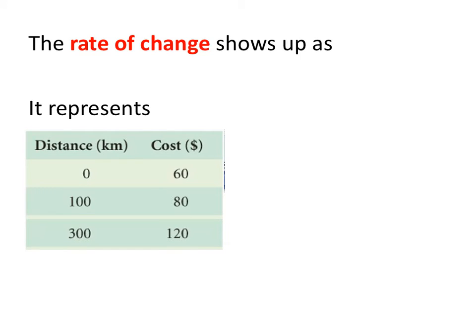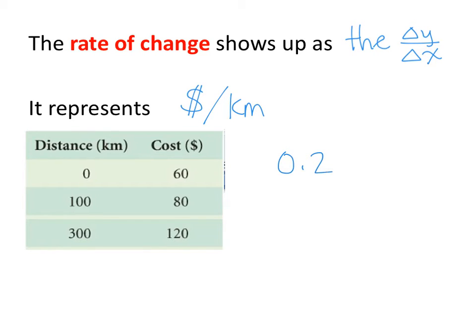And this ratio has a special name. We can call it the rate of change, especially when we're talking about word problems. The rate of change shows up as this ratio of the change in y divided by the change in x. So in this example, it's representing a cost divided by a distance. So when we think about the dollars divided by kilometers, that actual rate of change of 0.2 tells us that the cost is $0.2 or 20 cents for every 1 kilometer.